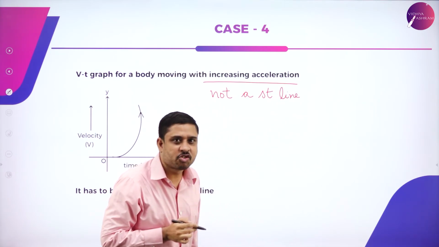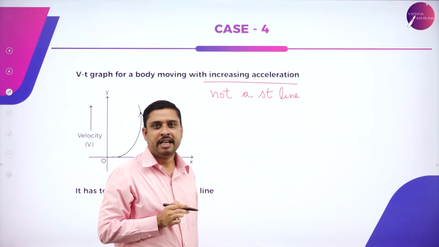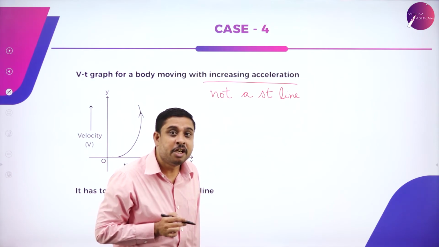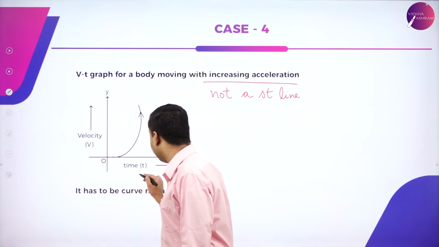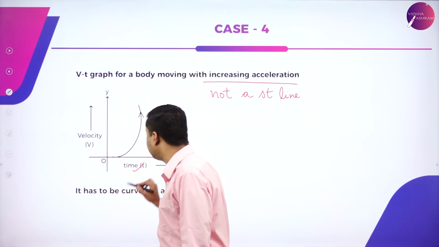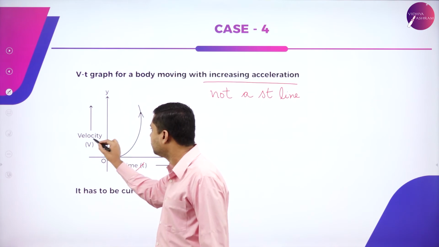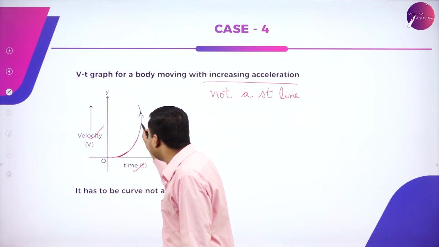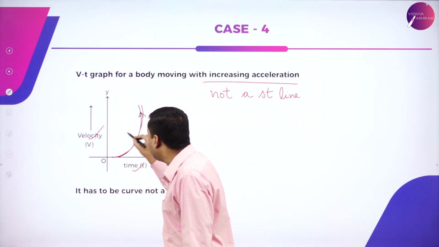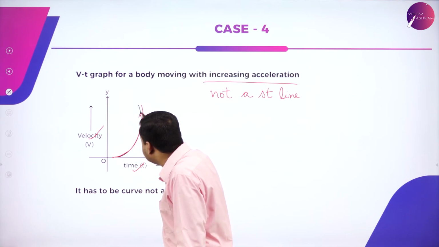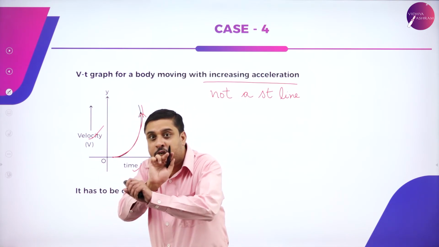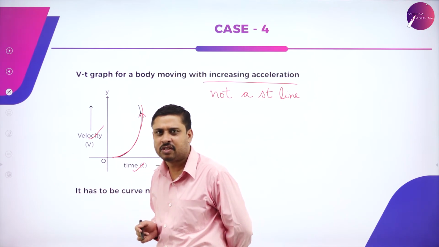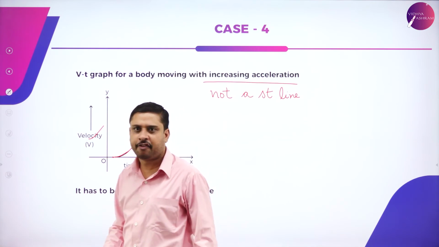Why is this not a straight line? Because it is not increasing acceleration uniformly. Again, along the x-axis I have time, y-axis velocity, slight increase in acceleration. And velocity is increasing as time increases, but not along a straight line. Why? It is not a uniform increase. Therefore, it is a curve.